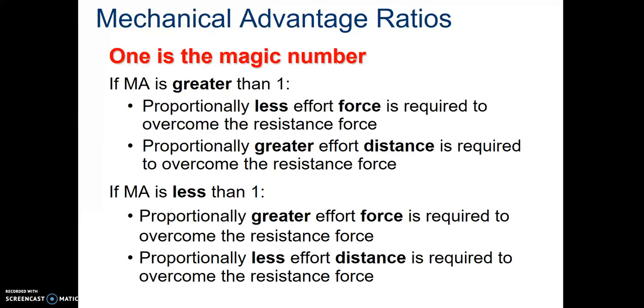You can also have mechanical advantage less than 1. Mechanical advantage less than 1 means it takes more force to overcome that resistance force, but less distance. An example of mechanical advantage less than 1 would be tweezers or chopsticks.